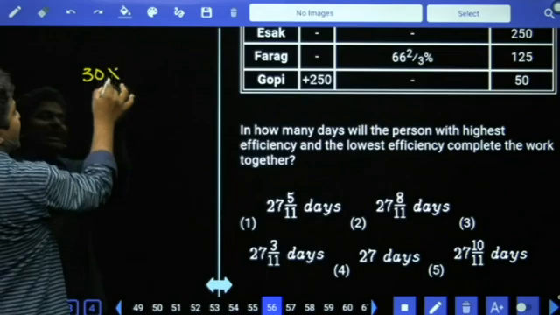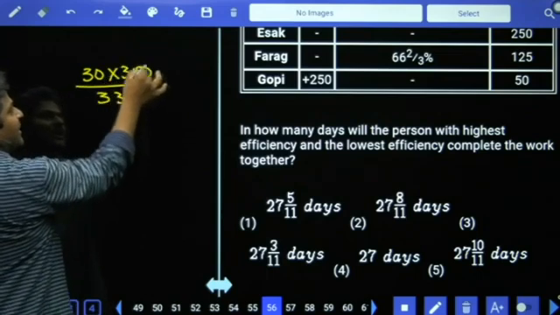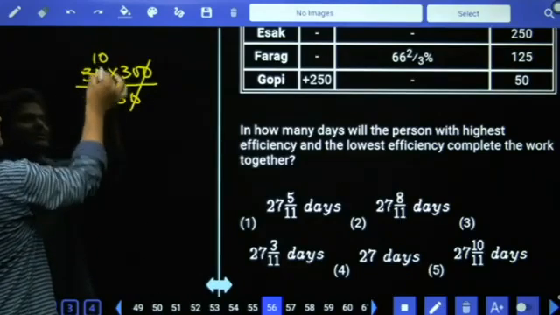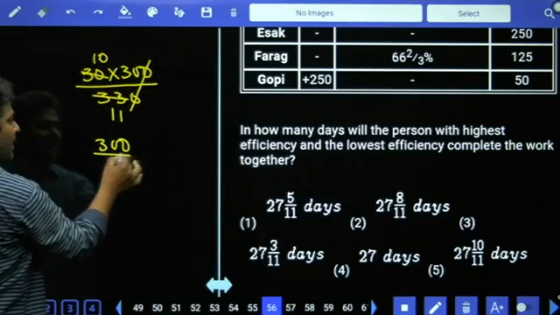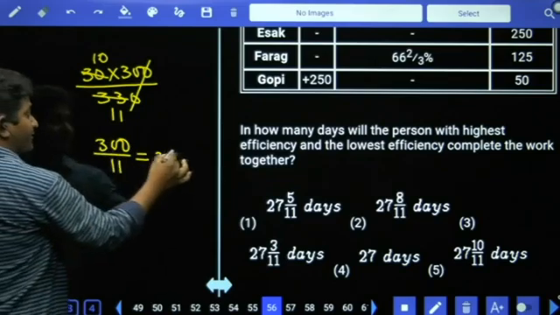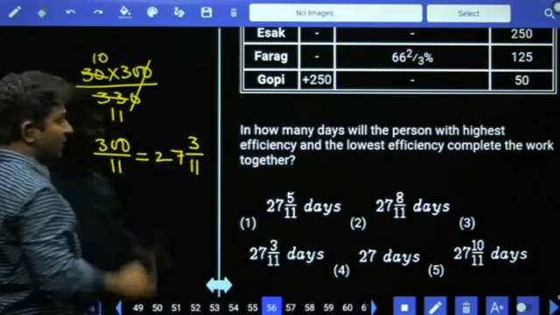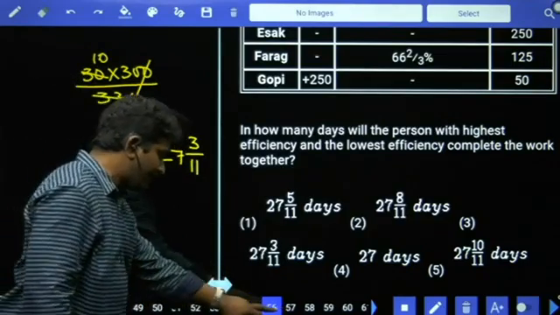That is AB by A plus B. 0, 0 gets cancelled. 3, 10 times here, 3, 11 times here. That is 300 by 11. 11 2 times 22, 80 we have. 7 times 77, 3 remainder, 3 by 11. 27, 3 by 11, which is equal to third option.